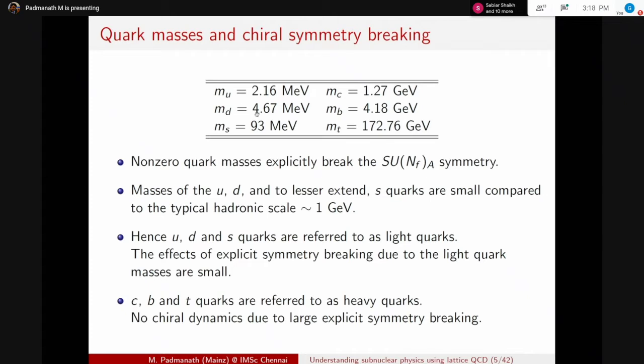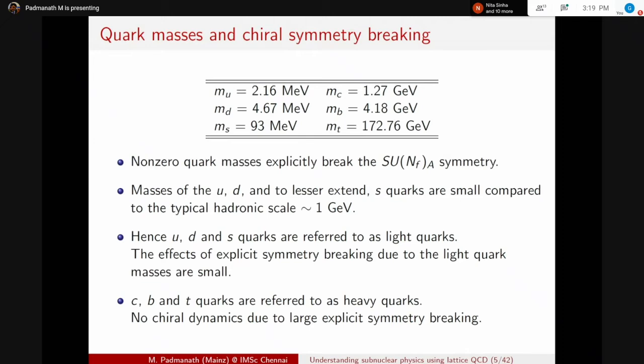I quote here the quark masses from PDG. I quote only the central values because that's the important thing for this discussion. If you take a typical hadronic scale, such as the mass of the proton, 1 GeV, then you can clearly see that the masses of the U, D, and S quarks are very small. Okay, S is relatively large, but still can be considered small if you take a typical hadronic scale of 1 GeV. While MC, the charm quark mass, the bottom quark mass, and the top quark mass are really, really heavy.